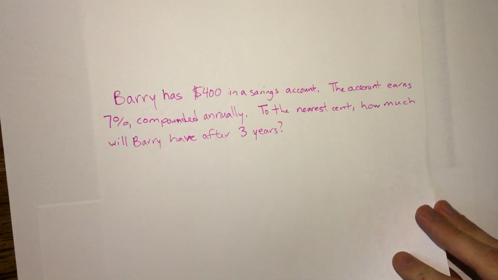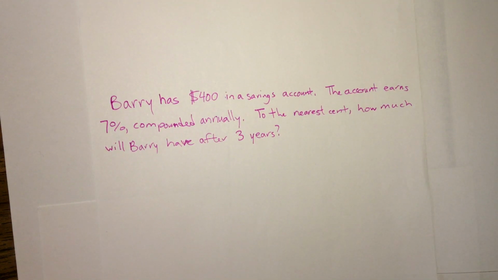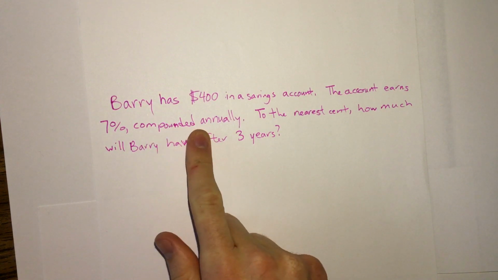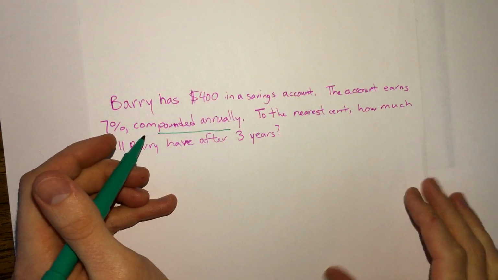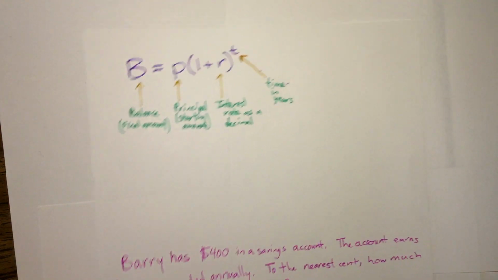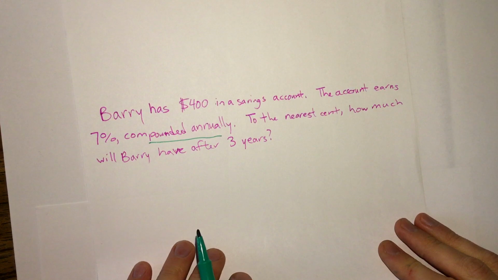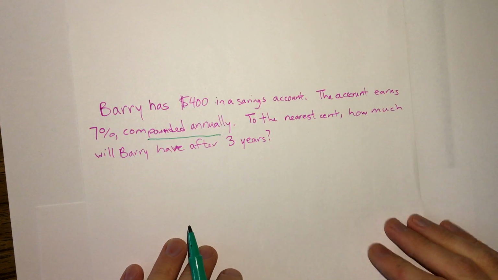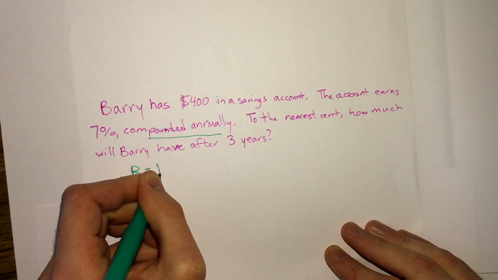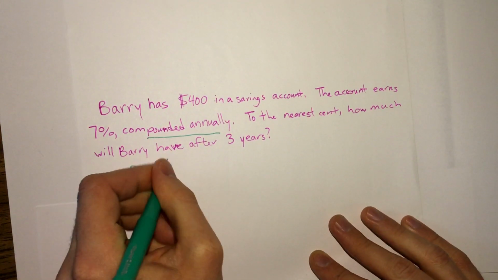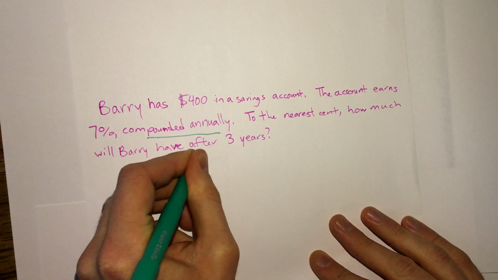So Barry has $400 in a savings account. The account earns 7% compounded annually. So there's our keyword that tells us we're using this formula. And to the nearest cent, how much will Barry have after 3 years? So our formula is B equals P times (1 plus R) to the T.